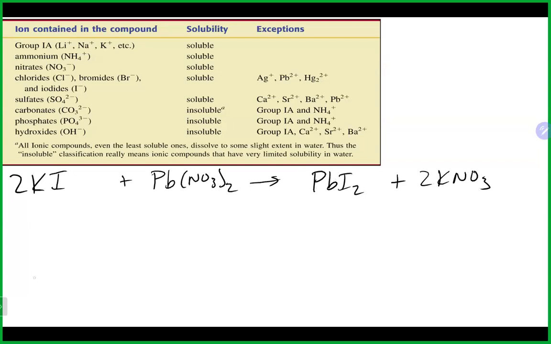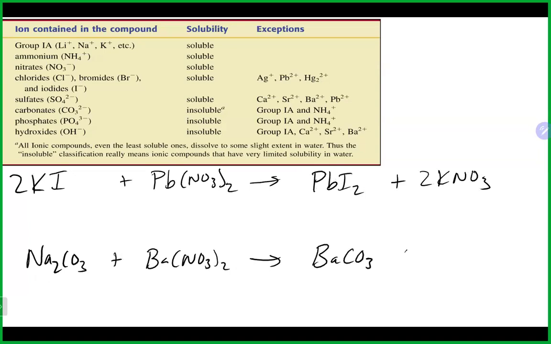There we go. And then let's do a little sodium carbonate plus barium nitrate. Makes a little barium carbonate plus a little sodium nitrate. We'll do the whole balancing thing because it feels right there. All right, use your solubility rules there to decide aqueous or solid for each of these guys.